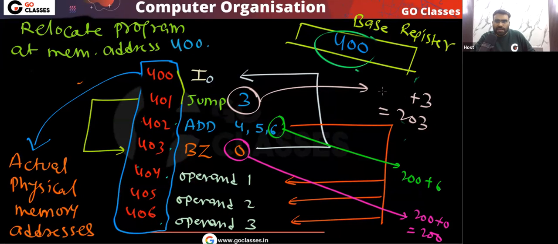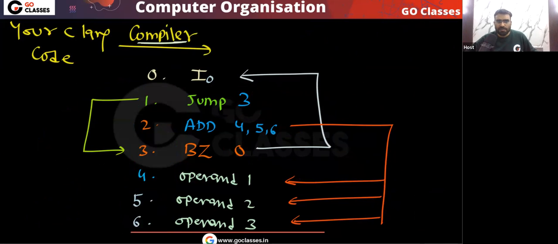Now everything is very simple. Every address will be calculated like this: 400 plus 3, that is 403. Yes or no? 400 plus this, 400 plus this. So everything is perfect. Has this become relocatable code or not?